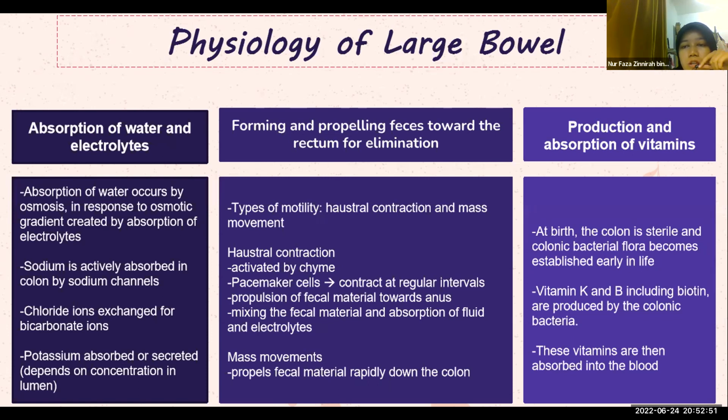And the last one is the production and absorption of vitamins. At first, the colon is sterile, and the colonic bacterial flora will be established early in life. The colonic bacteria will produce vitamin K, vitamin B, and also biotin, and then these will be absorbed into the blood. Next.